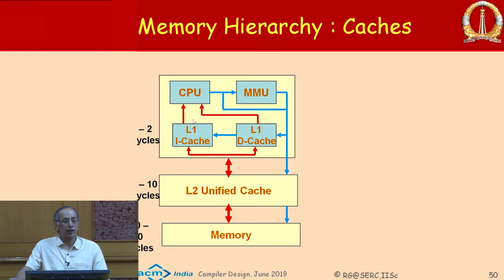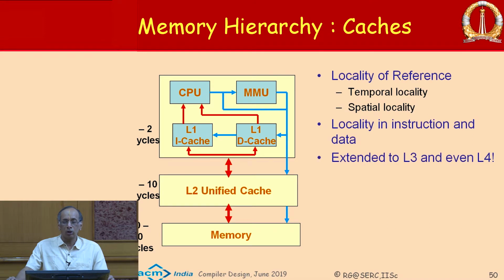If the data is available, then it is given to the processor, and typically that takes about 1 to 2 cycles. If it is not available in the L1 cache, then you have to go to the L2 cache. And if you have multiple levels of hierarchy, if it is not in L2, you will go to L3 and so on, right. Again, you all know about temporal locality and spatial locality, right. Do we need to explain that? No need, right.